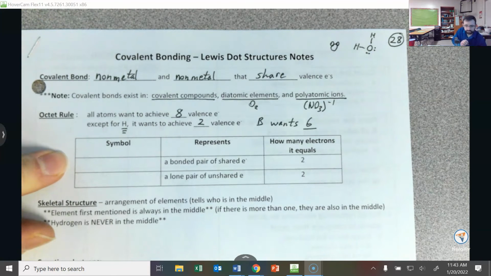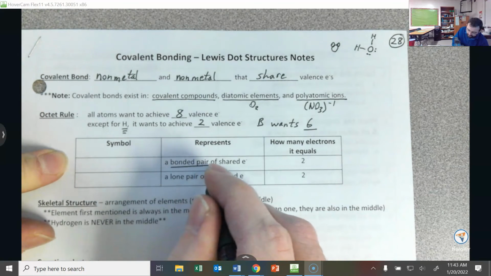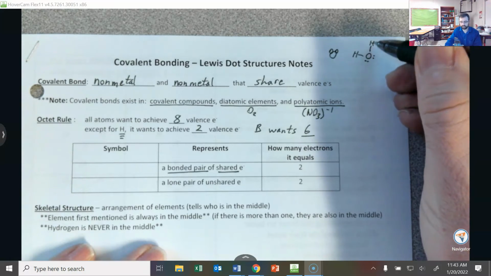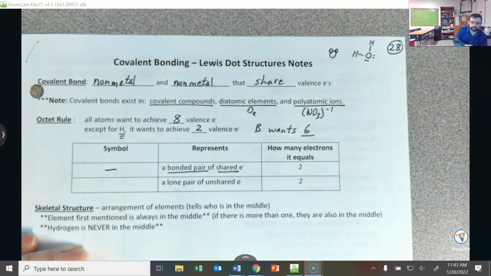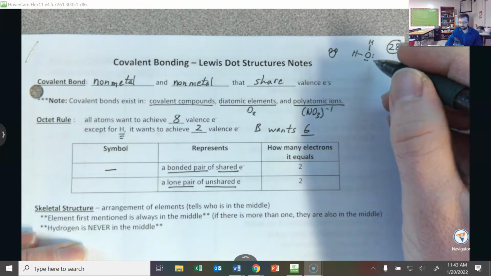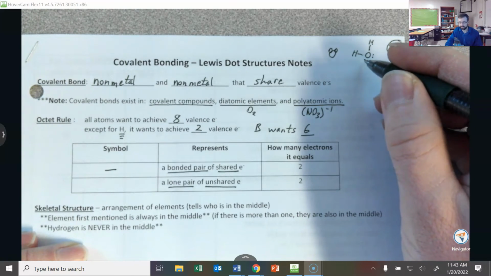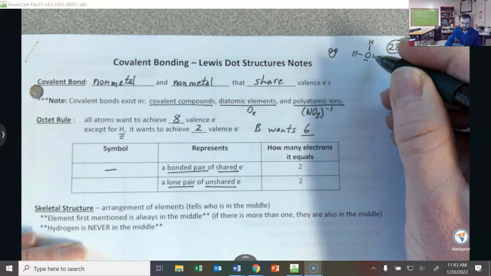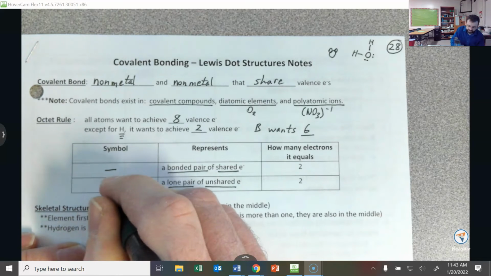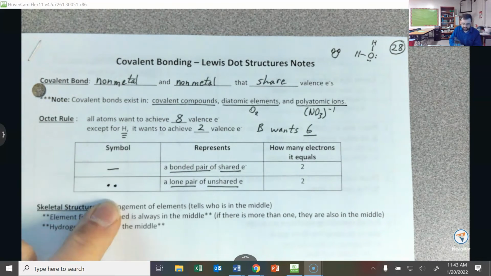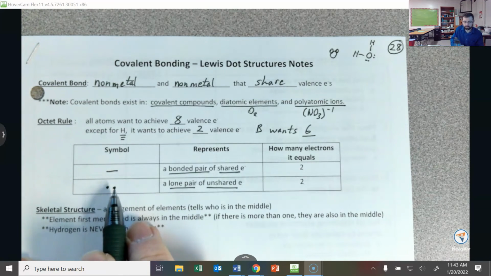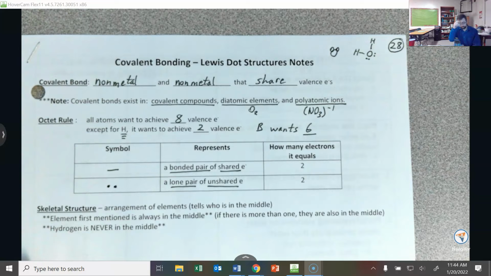All right, our symbol for a bonded pair of shared electrons, that means that they're going to be shared between atoms, like you see here. It's represented by a line. If you've got a lone pair of electrons that are unshared, it'd be like the 2 on this oxygen right here. Those dots, actually there are 4 of them, those dots on oxygen belong only to oxygen. They're not shared with hydrogen. They're represented by dots. 2 dots makes a pair. What I want you to get from this is that a line represents 2 electrons. 2 dots represents 2 electrons also.